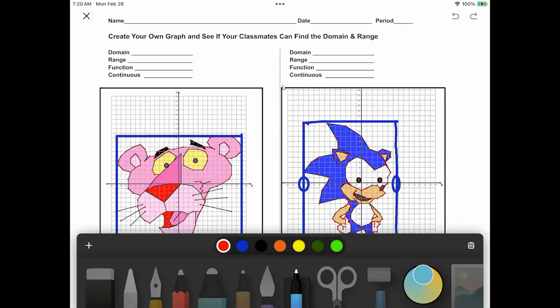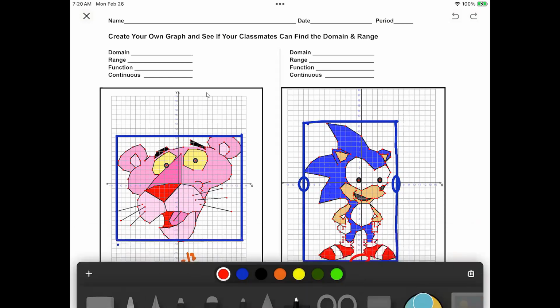Hey, I wanted to do a video on how to find the domain and range of any function or any relation. And I call this basically boxing up the function and using the box to determine what the domain and range are. So let me jump into this.